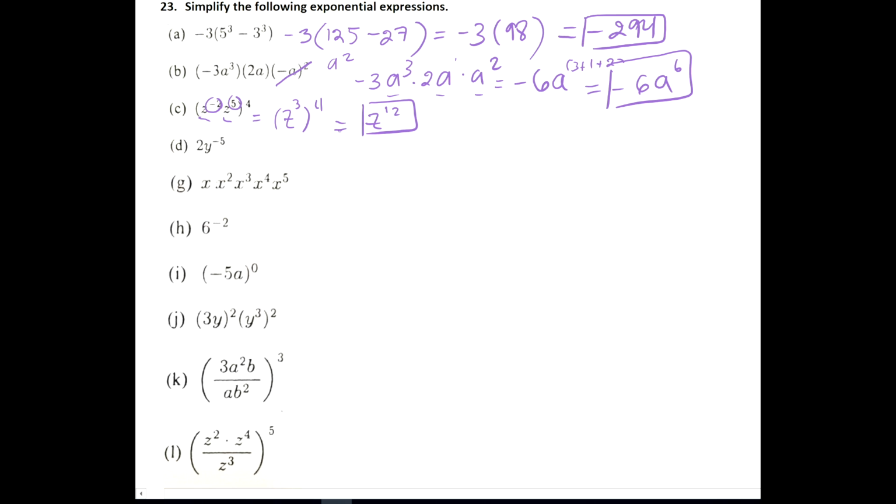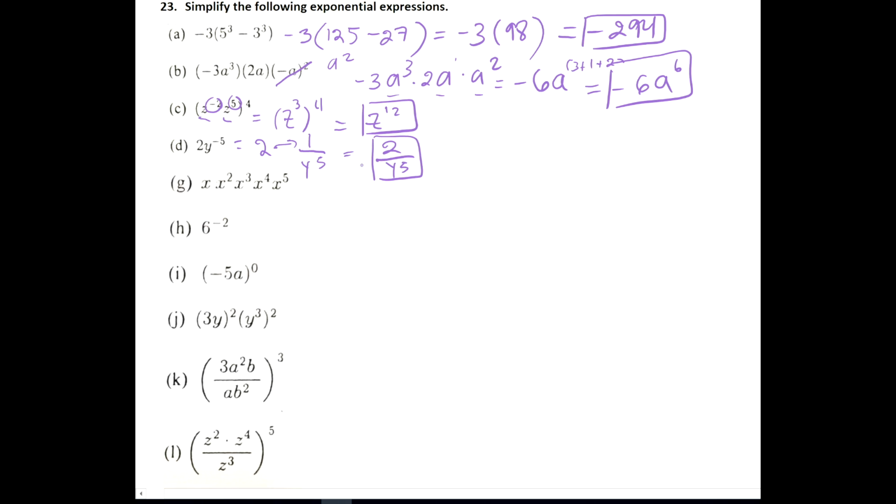Okay, for part D, I see that I have 2 times y to the negative 5. The power of y is negative 5, but if you want that power to be positive, you can reciprocate that term. So we keep the 2 there, reciprocate the y term, and the power becomes positive, so y to the 5. If we multiply across, I get 2 over y to the 5.